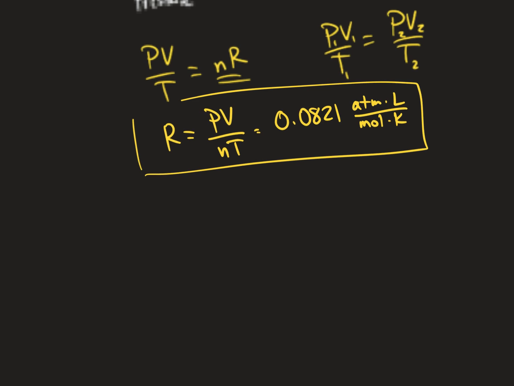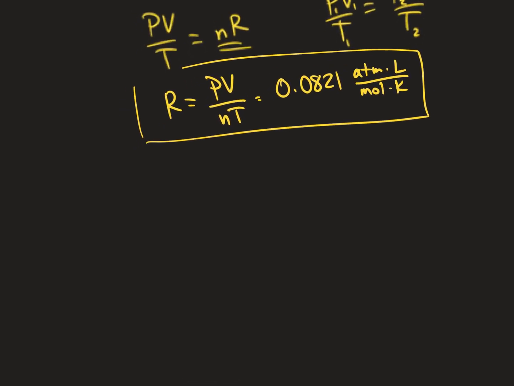So let's do an example. Let's say we have 3.5 moles of oxygen gas, and we have a volume of 27.0 liters at a pressure of 1.6 atm. We want to know what the temperature is. Okay. So we can say this is our number of moles, this is our volume, this is our pressure, and we want to know temperature.